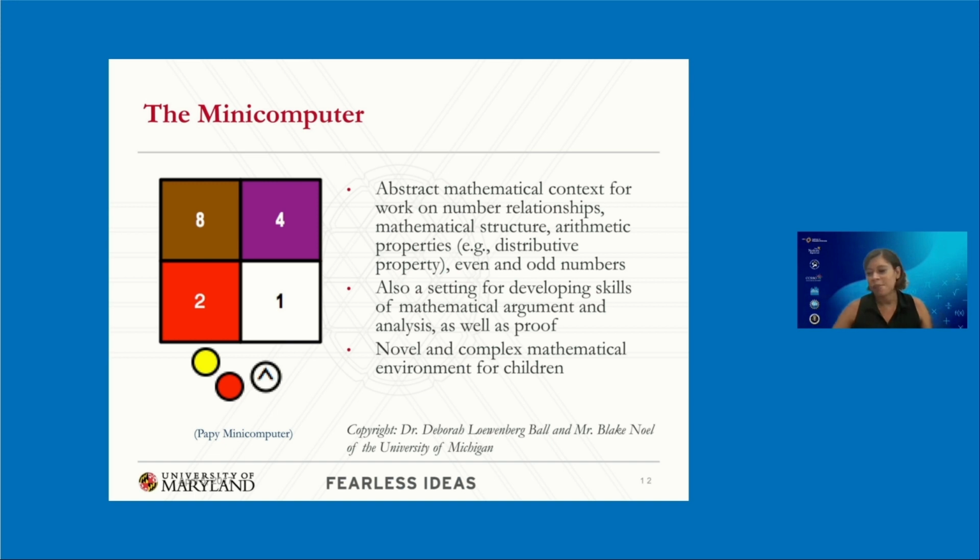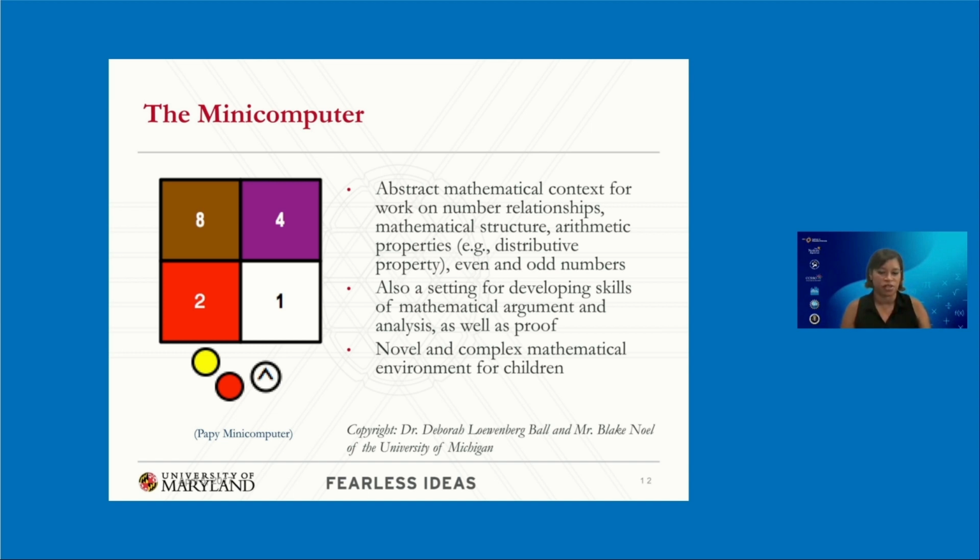One thing that you need to know to be able to see and understand what Vershawn is doing is the mathematical context that he's working in. They are working with something called the mini computer. The mini computer is an abstract mathematical context for working on number relationships, mathematical structure, arithmetic properties. It's a setting for developing skills for mathematical argument, analysis, as well as proof. And it offers a novel and complex mathematical environment for children.